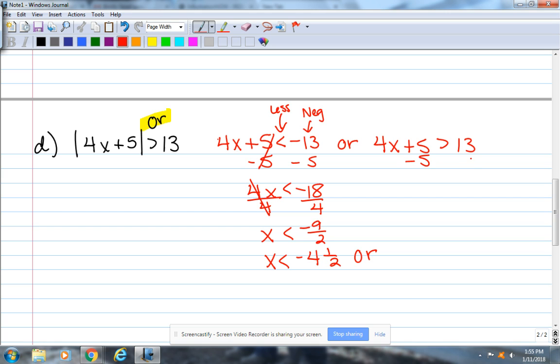And then we solve the other one like it's a whole separate different problem. Okay, so over here, we'll come over here and subtract 5 on both sides and get 4x is greater than 8. Divide by 4, and we'll have x is greater than 2. So this is our solution.